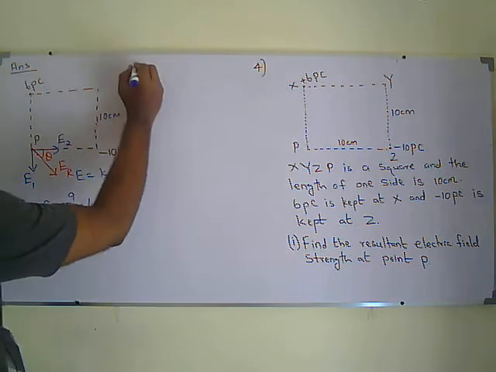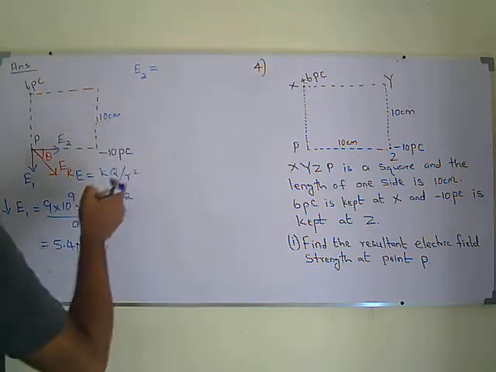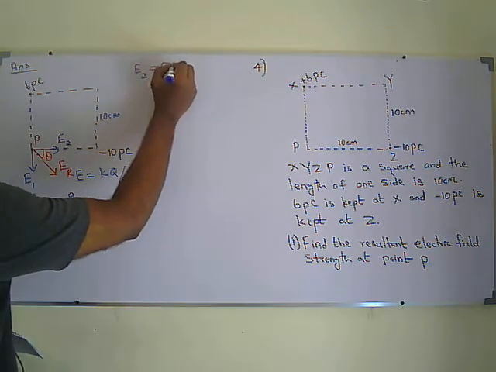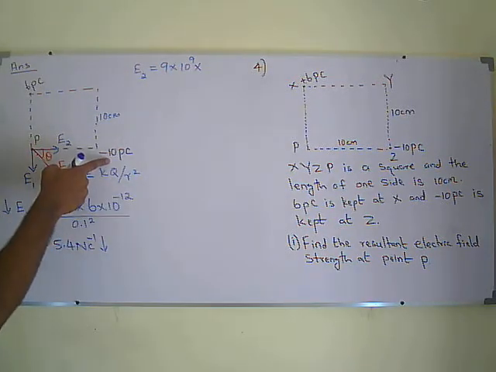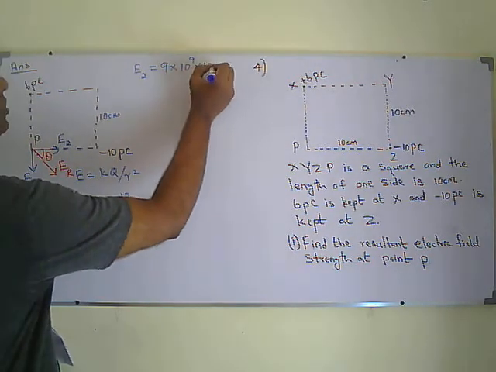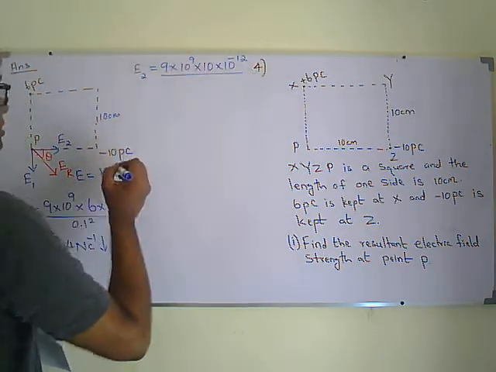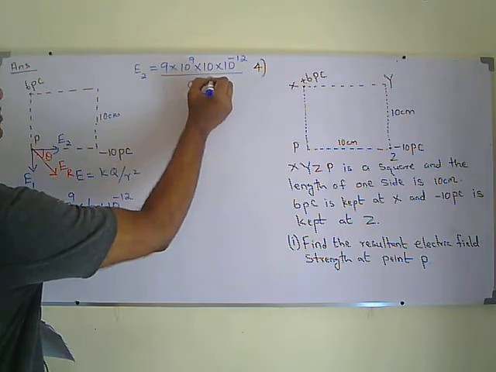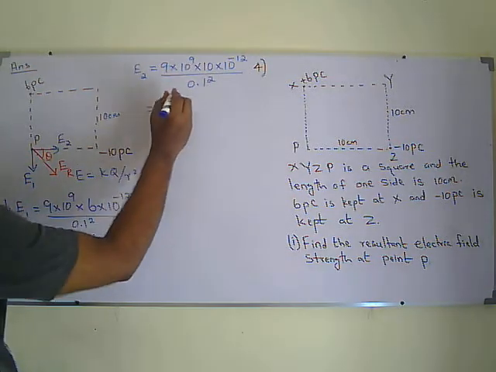The same way I can find E2, which is towards the right. K is 9 into 10 to the power 9, Q is 10 picocoulomb, 10 into 10 to the power minus 12, over r squared. Once again 0.1 squared. So E2 will be 9 Newton per Coulomb.